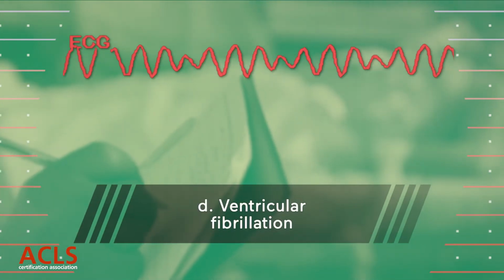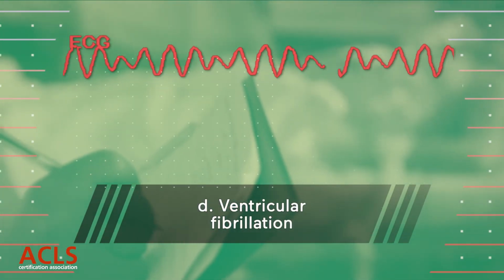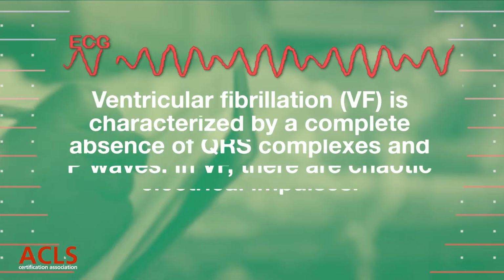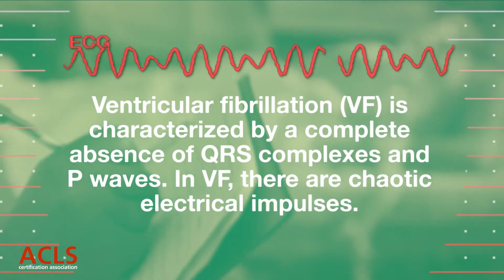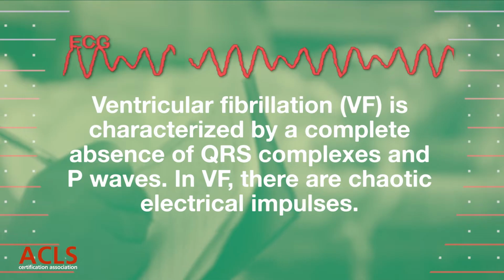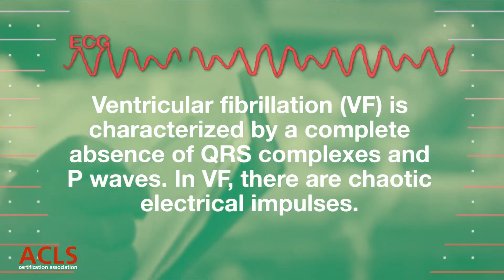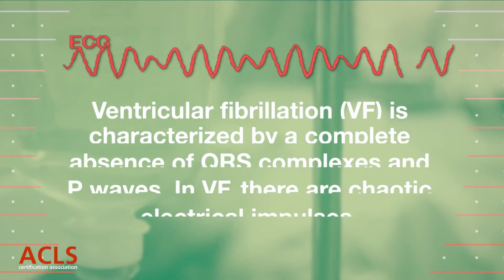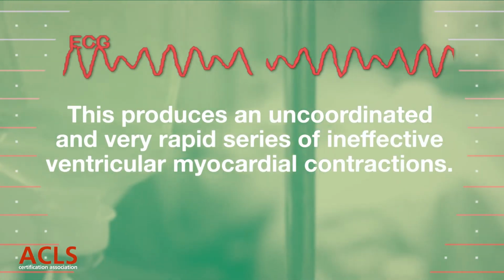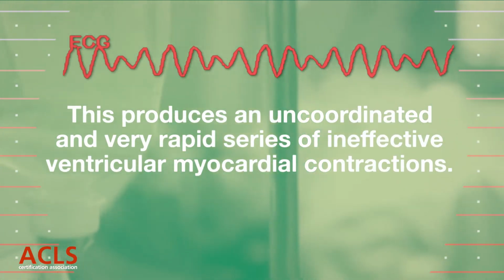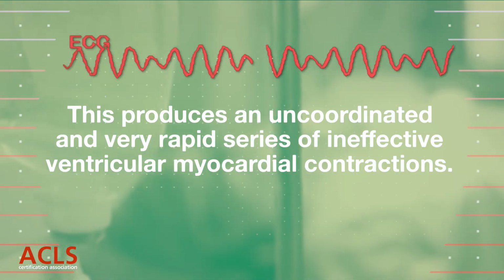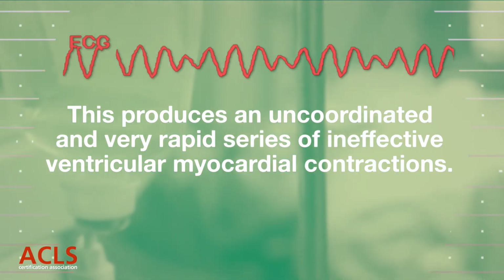Correct answer, D. Ventricular fibrillation. Ventricular fibrillation is characterized by a complete absence of QRS complexes and P waves. In VF, there are chaotic electrical impulses. This produces an uncoordinated and very rapid series of ineffective ventricular myocardial contractions.